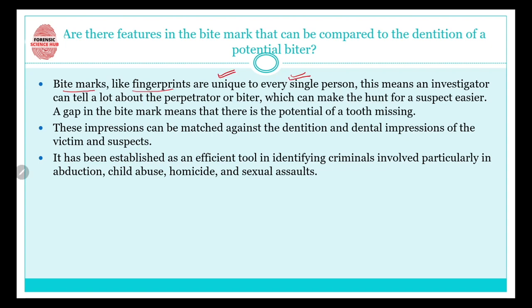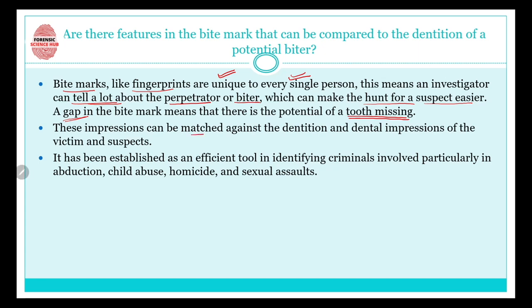This means an investigator can tell a lot about the perpetrator or the biter, which can make the hunt for a suspect easier. For example, if there is a gap in the bite mark, that means there is a chance that a tooth is missing, right? And if we have a suspect who is also missing a tooth, then we can be very sure that this person is the culprit, and that makes the search even easier.